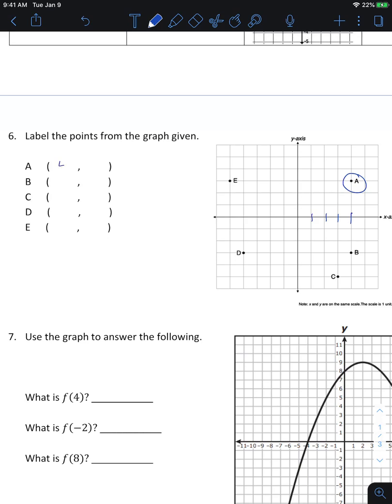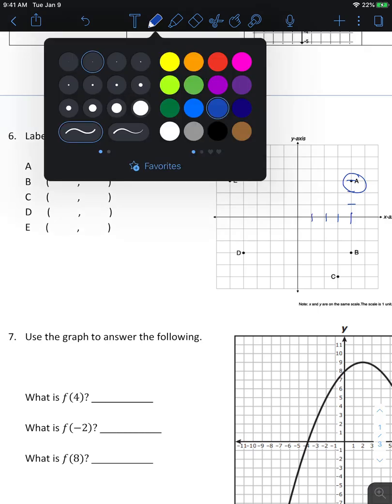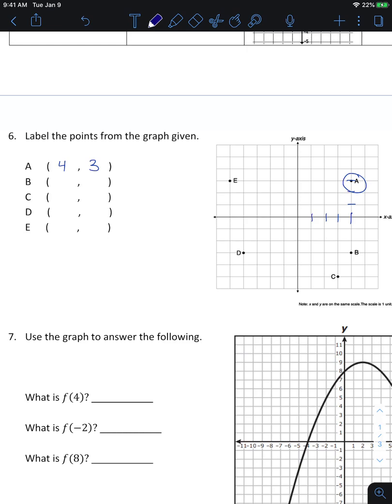So that's my x value. And we go up 1, 2, 3. So 4, 3. Okay, I'm going to switch colors. Okay, letter B is down here. So this goes over 1, 2, 3, 4 as well. But it goes down. So let me go ahead and write the 4. But it goes down 1, 2, 3. So since it went down, it went in the negative direction.